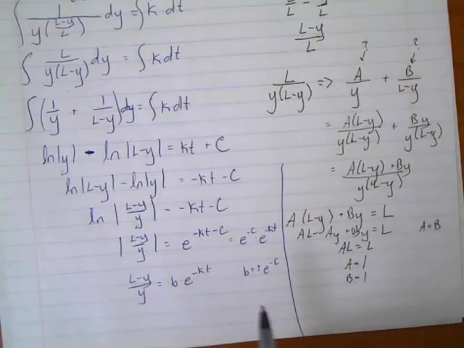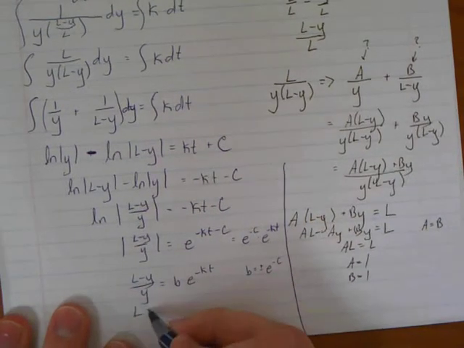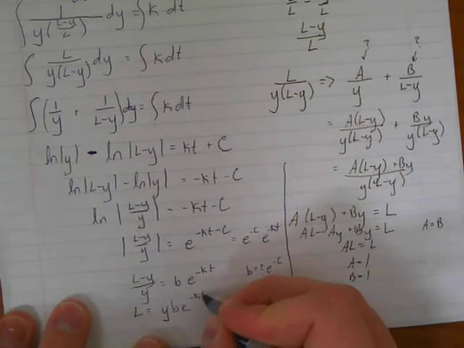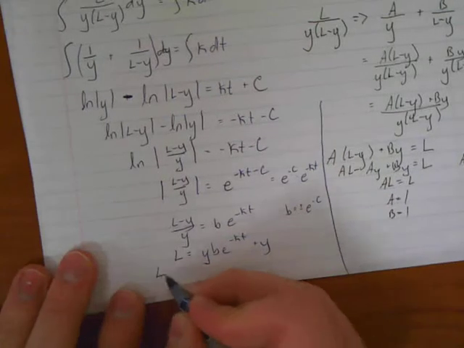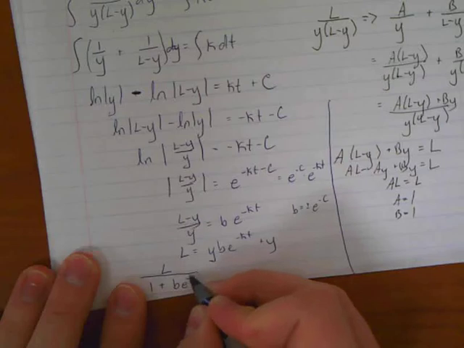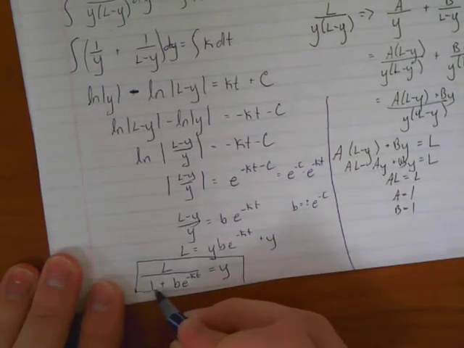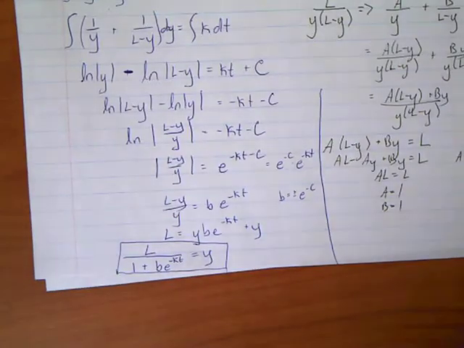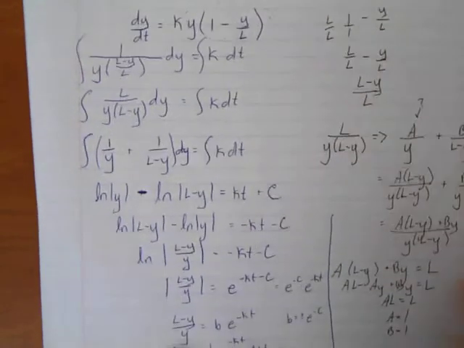Finally, when we want to solve for y, multiply both sides by y and add y. So I get L is equal to y b e to the negative kt plus y. Factor out a y from this and divide, and I'm going to get L over 1 plus b e to the negative kt is equal to y. b could be positive or negative, remember. All right, so we just solved this differential equation. Took a lot of work, but we made it through.